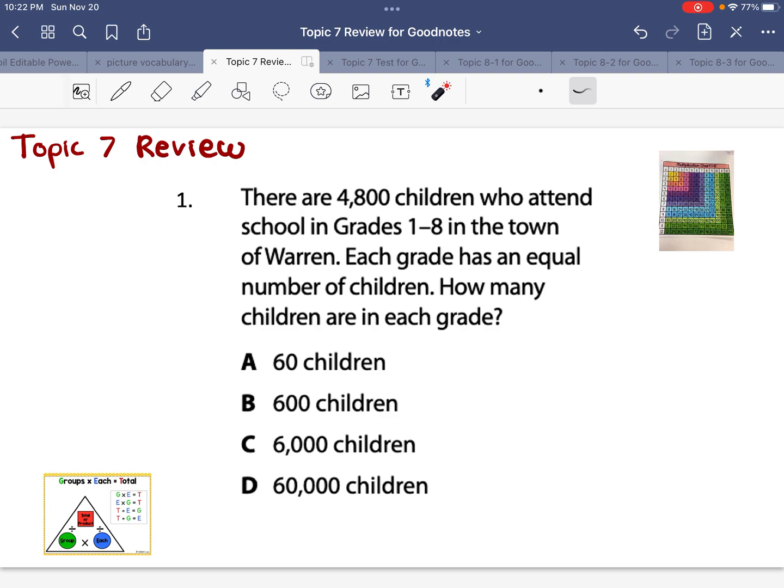It says, there are 4,800 children who attend school in grades 1 through 8 in the town of Warren. Each grade has an equal number of children. How many children are in each grade?